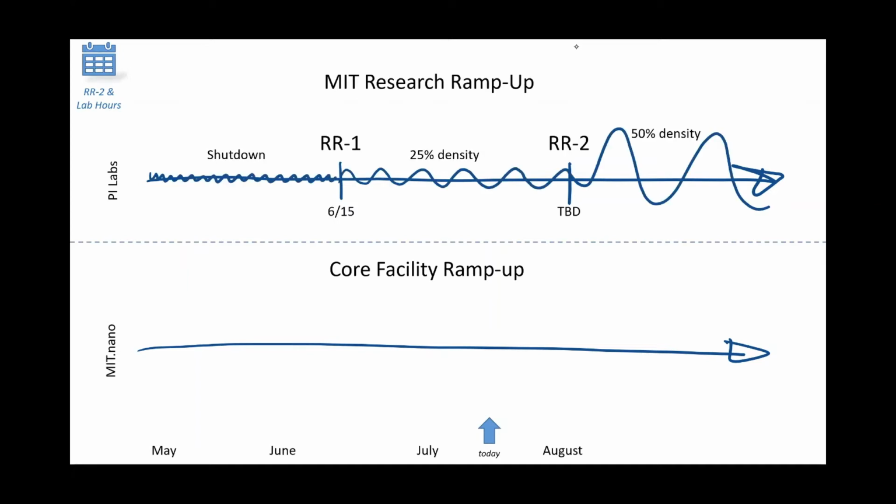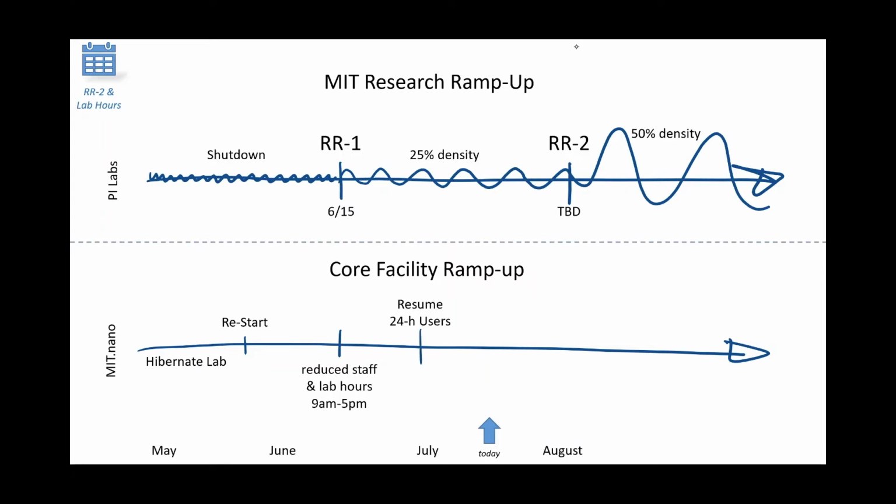During the MIT research ramp-up, you go from shutdown, where just a very few people are on campus, to 25% to 50%. Core facility, we were hibernating in May. In June, we started going back up again, so that when our R1 came around, we had the reduced staff hours from 9 to 5.